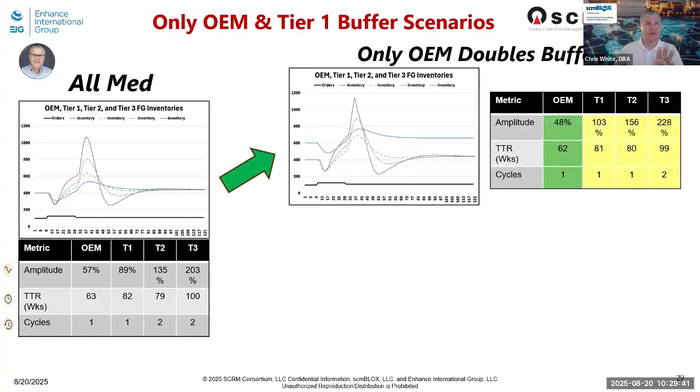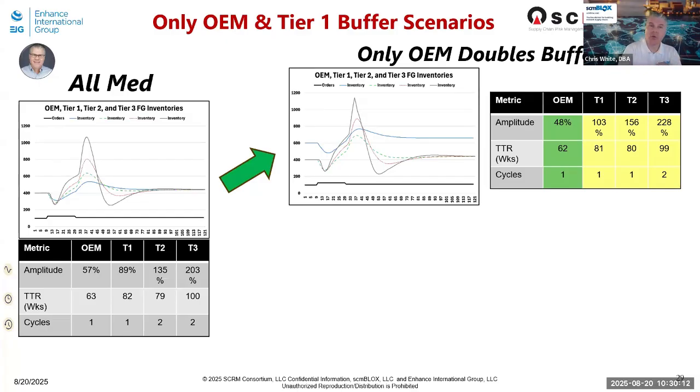So we're looking at buffer inventory, remember, and one by one, we're going to walk through everybody doing this. So here, only the OEM doubles their buffer inventory. Now, in the chart, what you see is green means it got better, yellow means it got a little bit worse. So when the OEM doubles their buffer, their performance metrics get better. You can see the comparison. The amplitude's 48% compared to 57% in our baseline in this situation. But everyone else was worse.